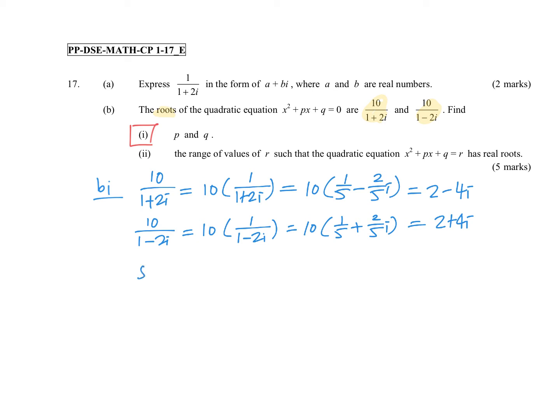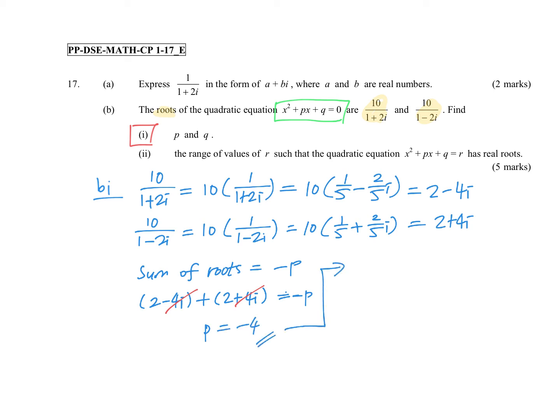And then we'll consider the sum of roots. For ax squared plus bx plus c equals 0, the sum of roots will be negative b over a, and the product of roots will be c over a. So the sum of roots here will be negative p. Root 1 plus root 2 equals negative p. Of course these two terms cancel, so negative p equals 4, so p equals negative 4.